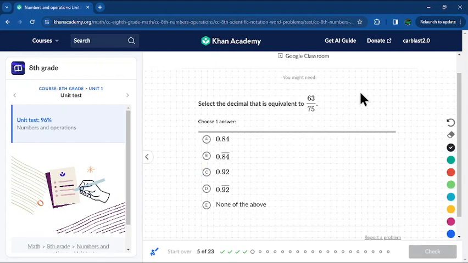Next we have 63 over 75. What you do here is just divide the numerator by the denominator, because it's really easy. 63, we can just immediately put a 0 here and bring up the decimal point. 75 can go into 63 8 times. That would be 600, so we have 30 left over, so we have 300 left over. Now 75 can fit into 300 4 times. So the answer is 0.84.